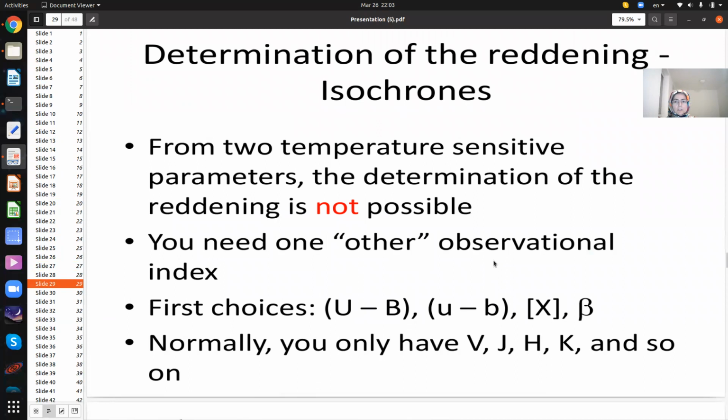Determination of the reddening with isochrones: from two temperature-sensitive parameters, the determination of the reddening is not possible. You need one other observational index. First choices are U minus B, X, beta. Normally, you only have V, J, H, K, and so on.